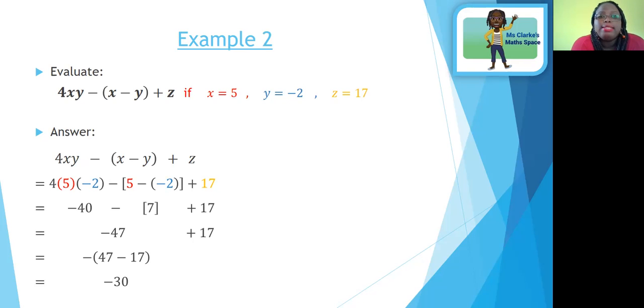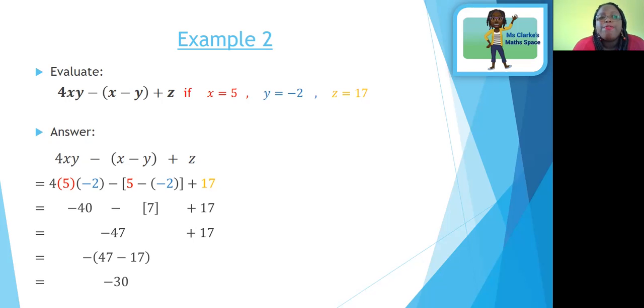So let's do a different example. In this example, we see that we have more than one letter, more than one term that we want to be able to evaluate. We have X, we have Y, we have Z. So we have a value for X, a value for Y, and a value for Z. And we're doing it all together in a sum.